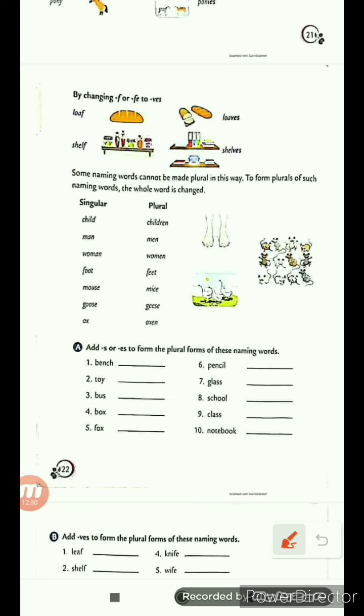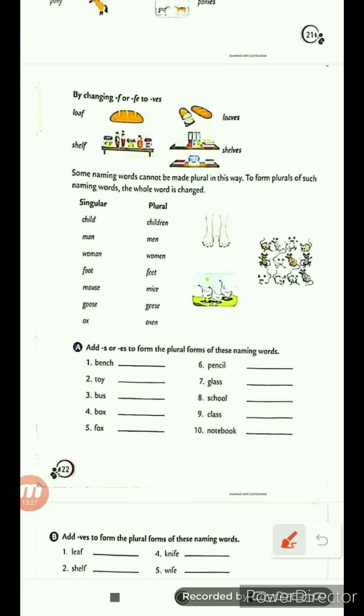Some naming words cannot be made plural in this way. So, some naming words are there for which we don't have to use S or ES or VES, all these we don't have to use to form plural. The whole word is changed. So, to make those naming words plural, we have to change the word. So, what are these? Let us see.